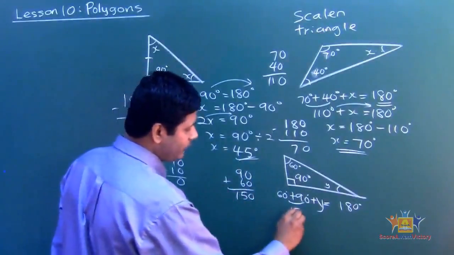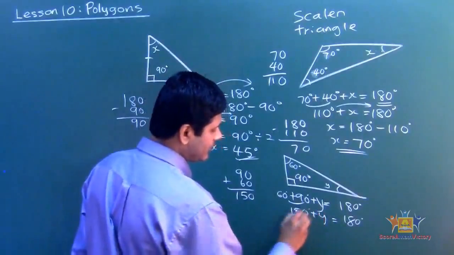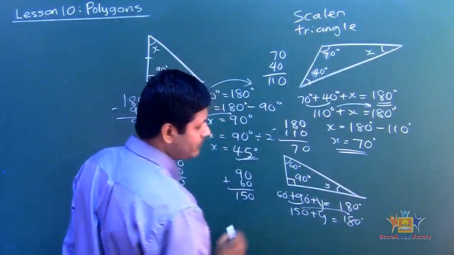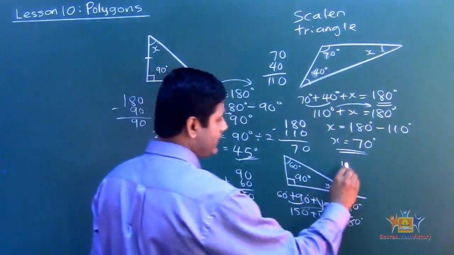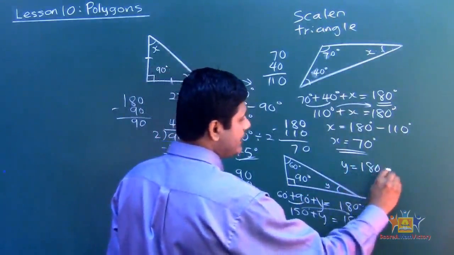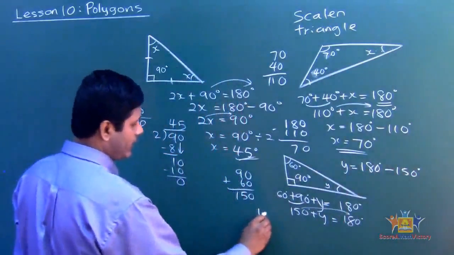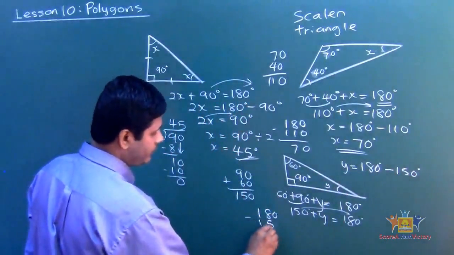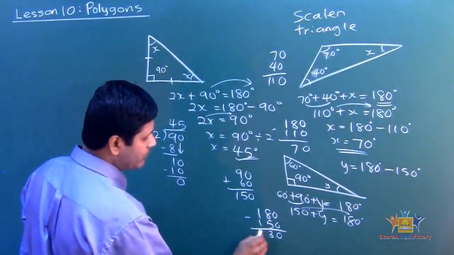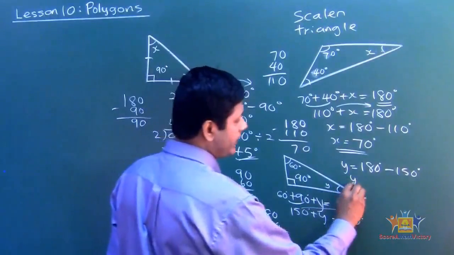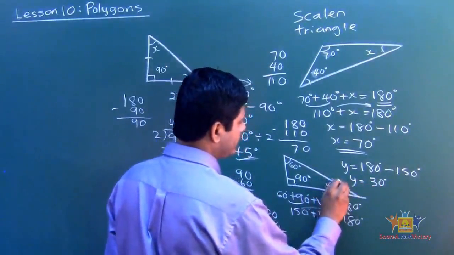So that means 150 plus y equals 180. Bring the 150 across the bridge. Across the bridge becomes subtraction. So y equals 180 minus 150. Line them up. Okay, so 180 minus 150, 0 minus 0 is 0, 8 minus 5 is 3, 1 minus 1 is 0. So y equals 30 degrees, and this is 30 degrees.